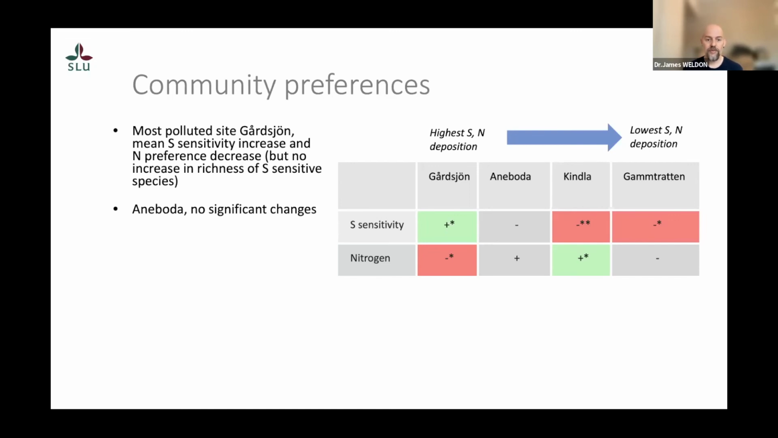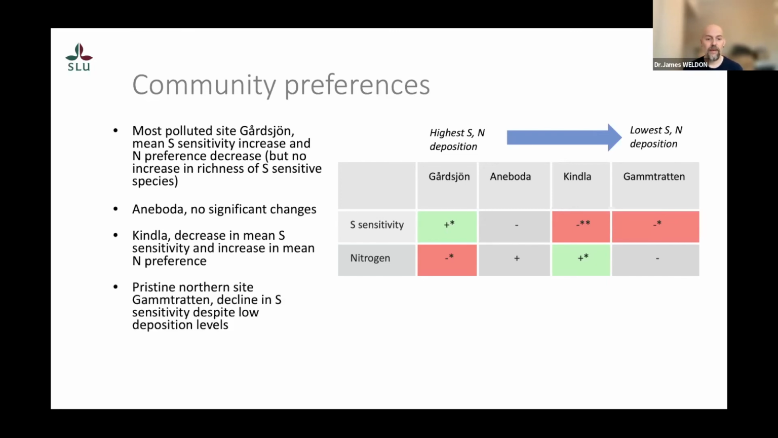At Ona border, we saw no significant changes. At Kindle, a decrease in mean sulfur sensitivity and an increase in mean nitrogen preference, which is, again, from a conservation point of view, not really what you want to see. And our pristine northern site, again, showed a decline in sulfur sensitivity despite these very low deposition levels throughout the monitoring period.